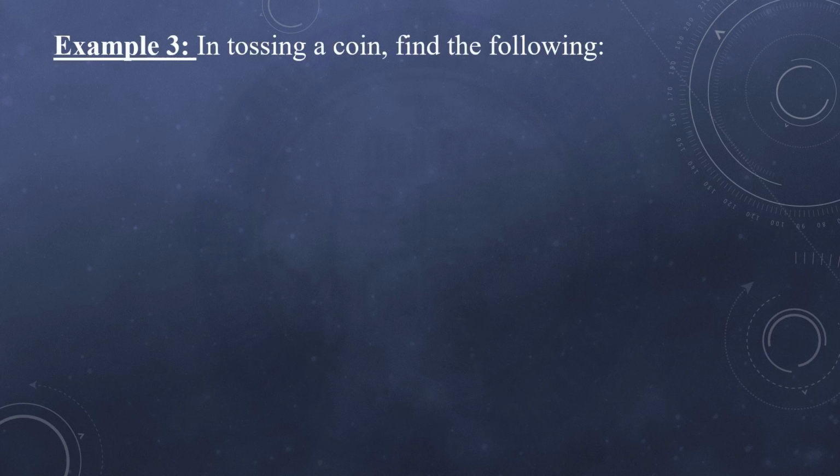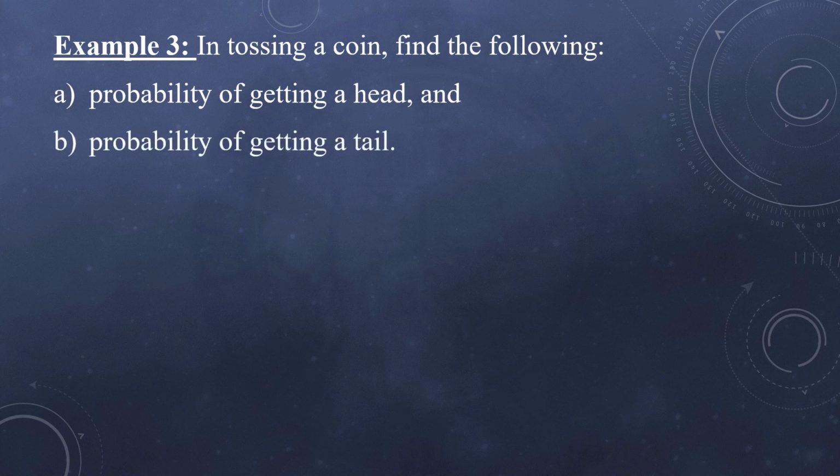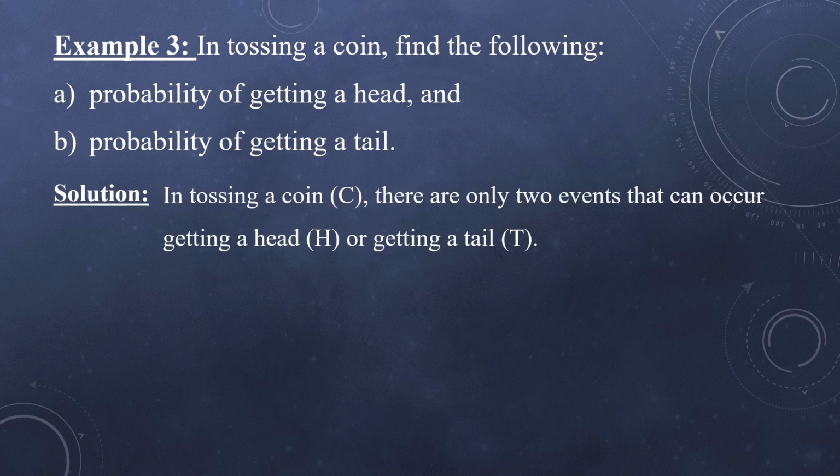For example number 3, in tossing a coin, find the following: probability of getting a head and probability of getting a tail. Here is the solution. In tossing a coin, there are only 2 events that can occur: getting a head or getting a tail. So we will identify the total number of possible outcomes for tossing a coin, and that is equal to 2, the head and the tail. The number of head is equal to 1, and the number of tail is equal to 1 as well when we toss a coin.